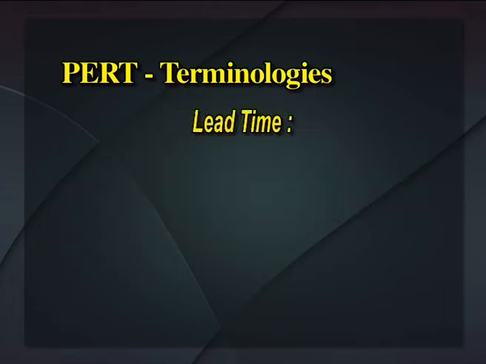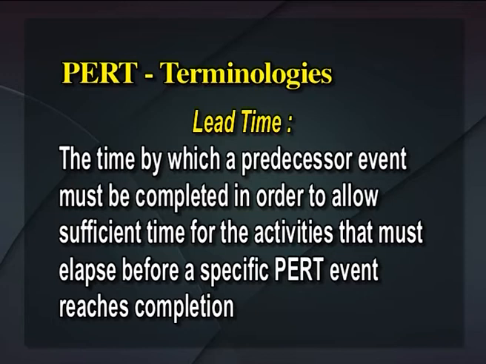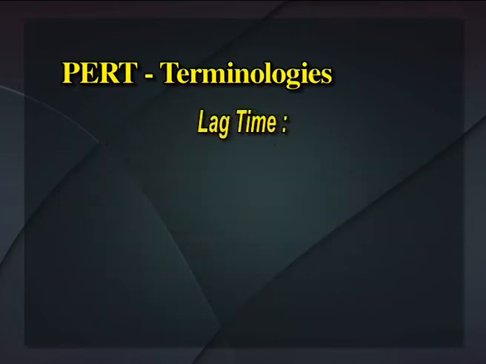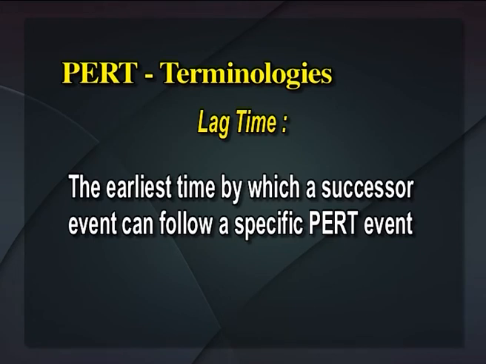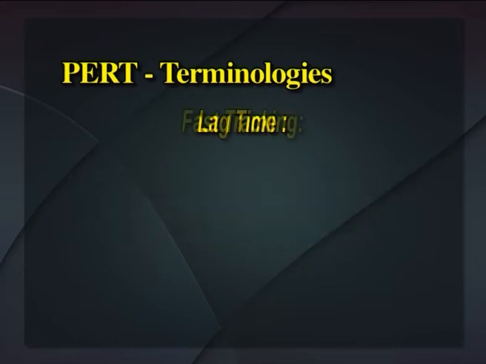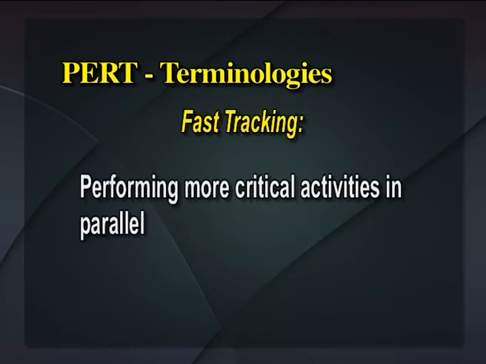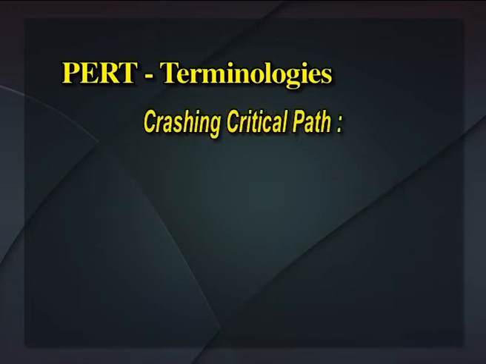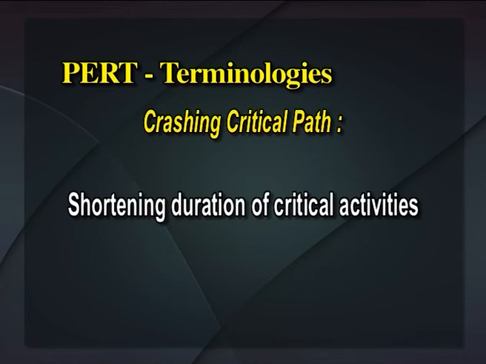Lead time. The time by which a predecessor event must be completed in order to allow sufficient time for the activities that must elapse before a specific PERT event reaches completion. Lag time. The earliest time by which a successor event can follow a specific PERT event. Fast tracking. Performing more critical activities in parallel. Next is crashing the critical path, which is the shortening of the duration of critical activities.